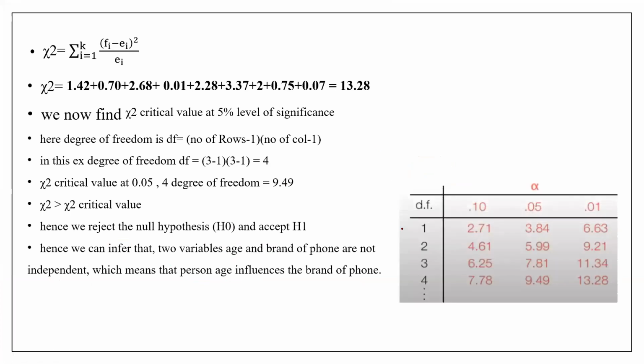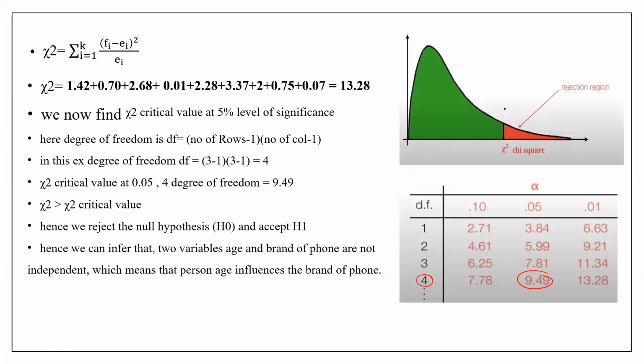This is the critical value I have given, which was 9.49, with 4 degrees of freedom. And this is the chi-square curve. Our chi-square critical value was 9.49 and the chi-square value was 13.28, which was in the rejection region. That is why we have rejected the hypothesis. Only in the green region do we accept. In the rest of the region we have to reject.